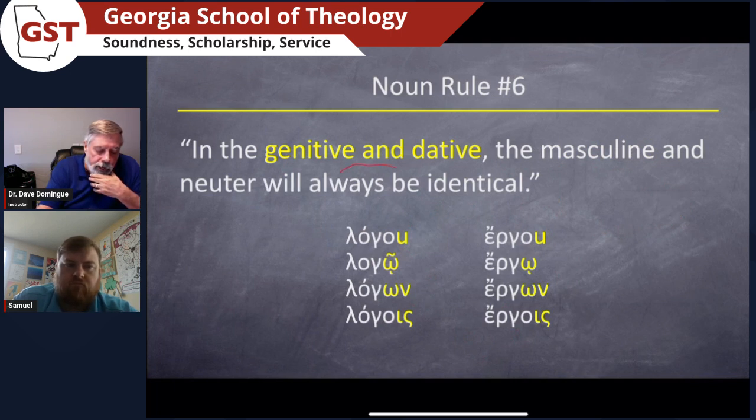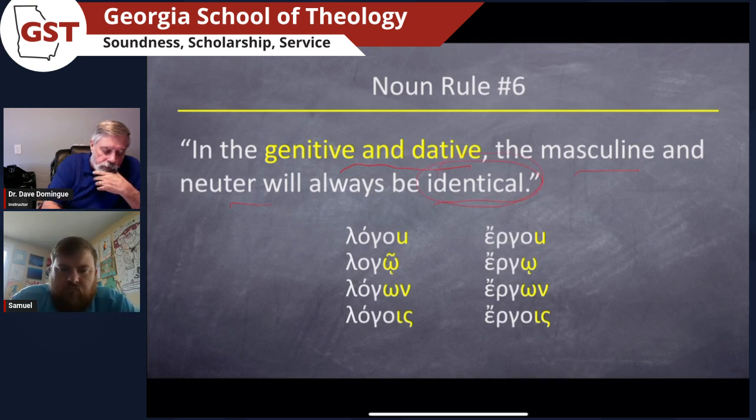Now rule number 6: in the genitive and dative, the masculine and neuter will always be identical. Here's the genitive singular. This is the singular dative. Here's the genitive plural. Here's the dative plural. What was the rule? The genitive and dative, the masculine and neuter will always be the same. Here's our masculine, here's our neuter. They're all the same.